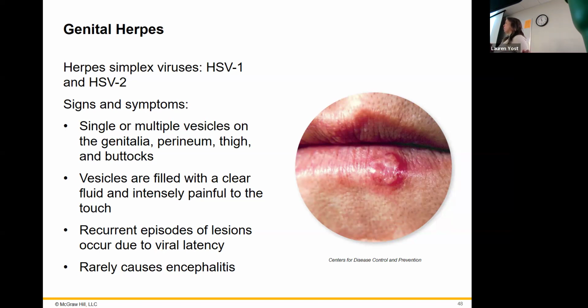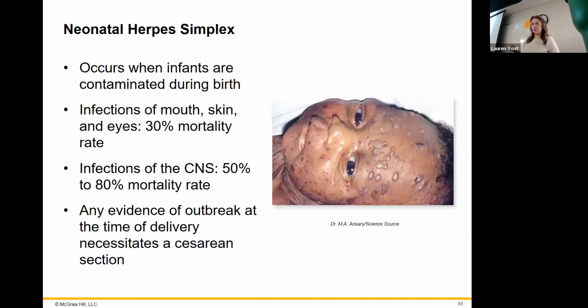There are treatments for presentation of the sores related to herpes, which are quite painful. The vesicles associated with herpes are filled with clear fluid. They're intensely painful whenever there is an outbreak going on. We see it in the genitals, perineum, thigh, and buttocks, most commonly when we're talking about the genital versions. Whenever you have oral versions of it, you usually have just one, maybe two sores come out. Anyway, sometimes it is associated with encephalitis or meningitis.